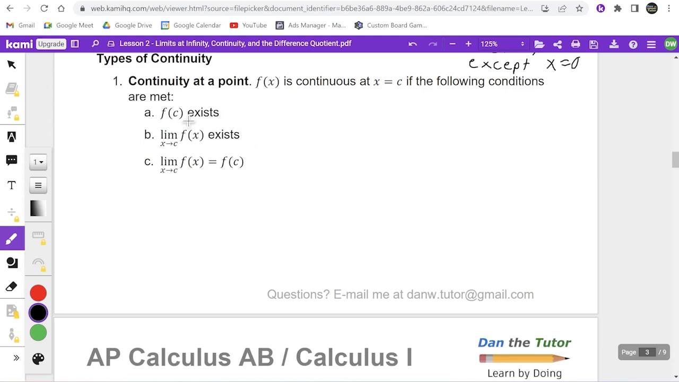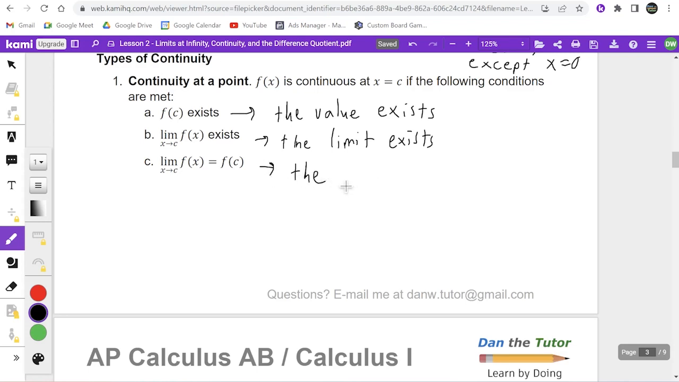The first thing you need to do is prove that the value exists. That's what f of c exists means. You just have to prove the value exists. I'll explain this better in the next page. The second thing you need to prove is that the limit exists. And we know a lot about limits now, so we'll get better at that. And then the last thing you need to do is you need to prove that the value is equal to the limit.